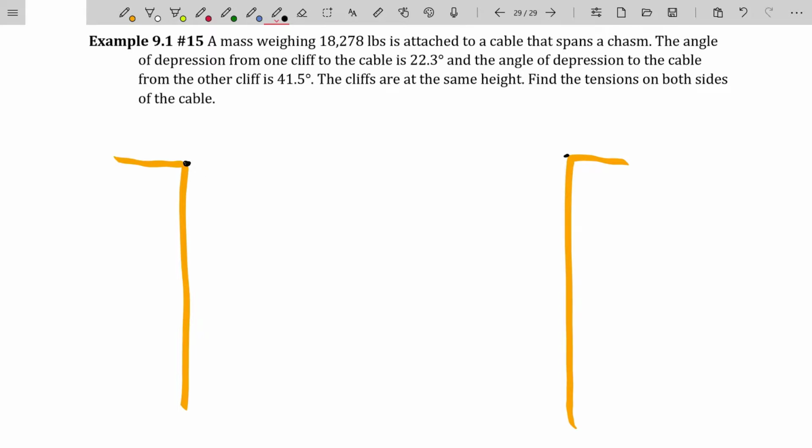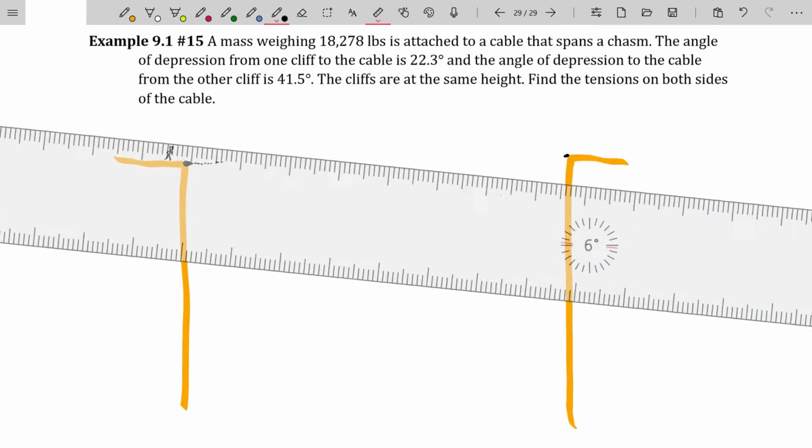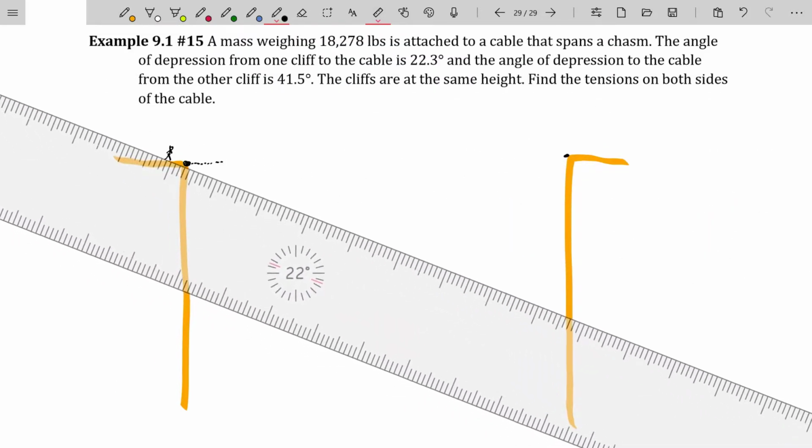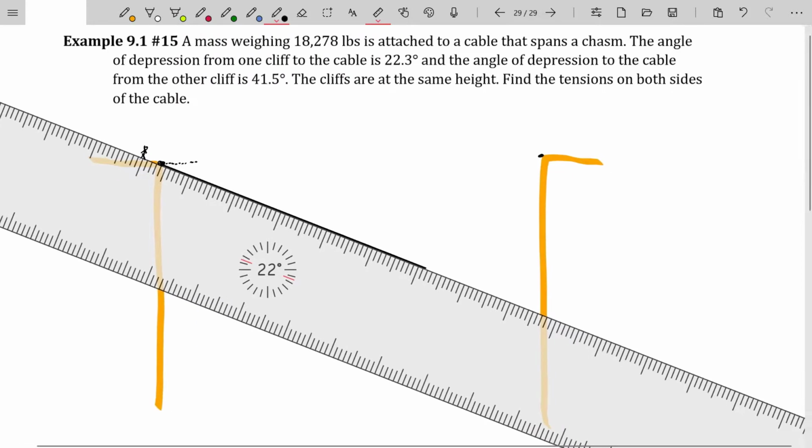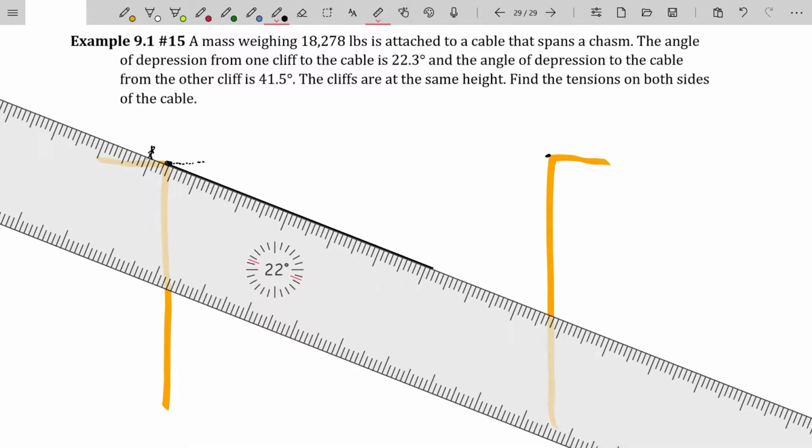Okay. And somebody's standing at one spot right here, and they look down, they see that the angle of depression that the cable makes with the horizontal is 22.3 degrees. So I'm going to go ahead and make an angle of 22 degrees here. So there we go. We have an angle of 22. And I'm just going to draw this cable in. We'll find out where they intersect. So I'm just going to do it like this for now. All right. The other cable, maybe I'll do it like that just in case.